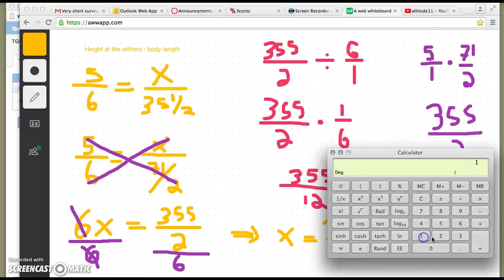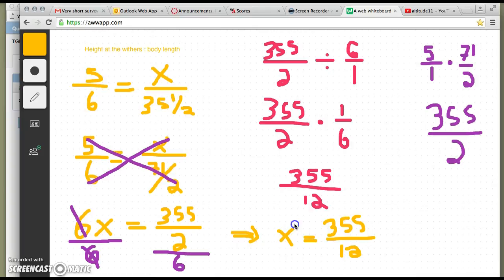355 divided by 12 is the same thing as 29.583 repeating, equals 29.583, and that 3 is repeating. We can signify that by a bar over the 3.